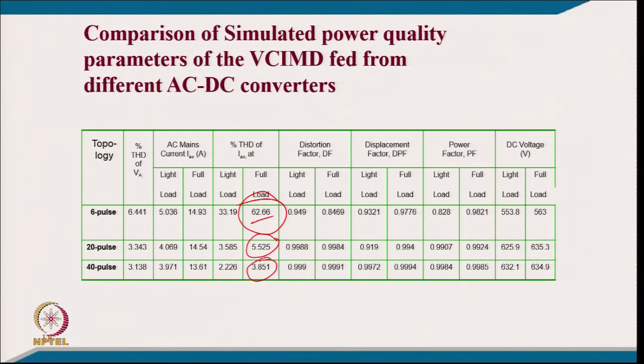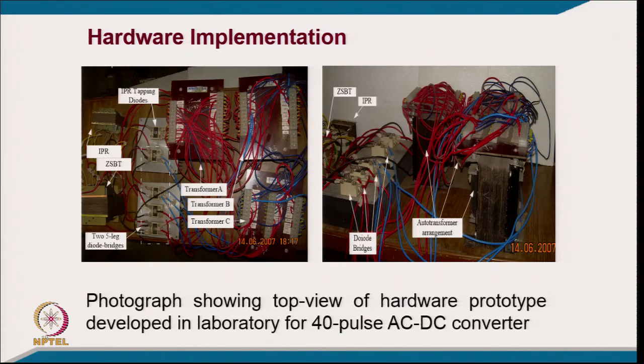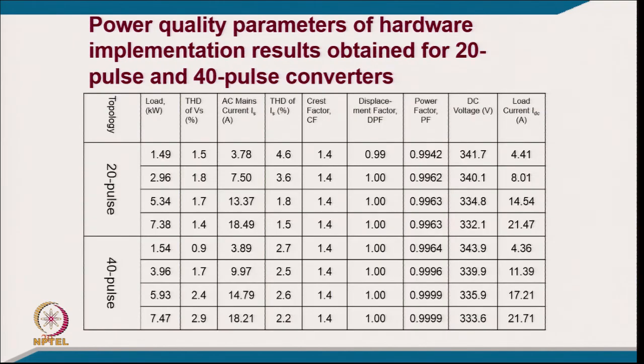But if you have an LC filter, then it could be less than even half of this, around 2.7%, and this could be less than even 2%. That is also practically possible by putting a small inductive filter at the output of this converter. So, that is about the performance of your 20 pulse and 40 pulse converter. And this is what has been designed and developed in the laboratory environment, and these are the experimental results.